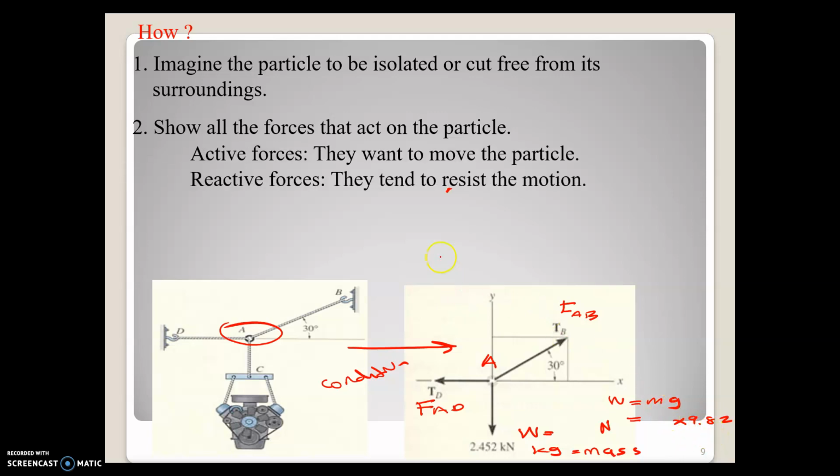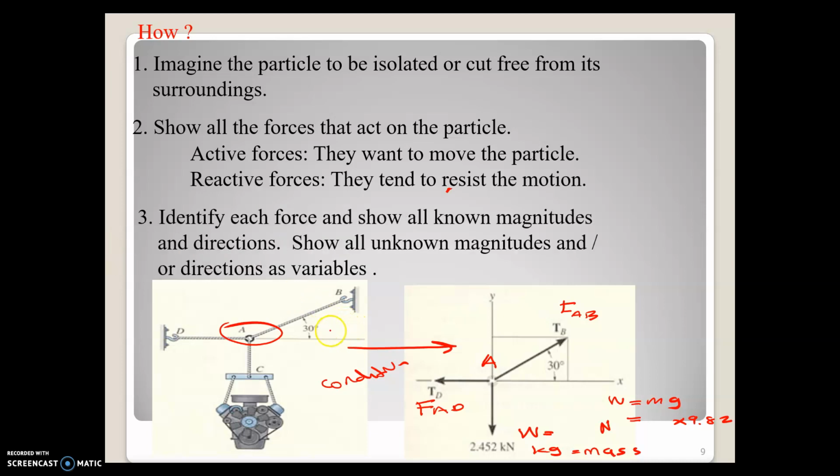Then you must know the rules or the condition for the active force. Okay, active force is they want to move the particle, which is dia nak tarik lah, right, which is in tension, right. The reactive force is they tend to resist the motion. Third, then you need to identify each force and show all known magnitudes and direction. Show all unknown magnitudes and or direction as variable.